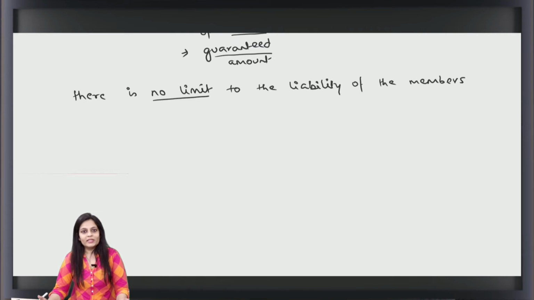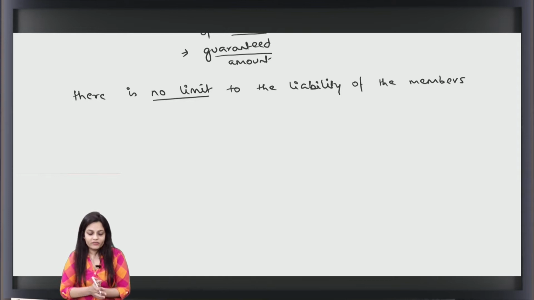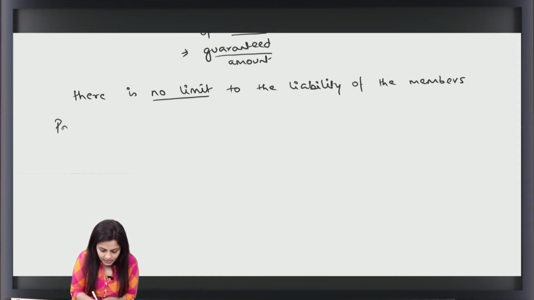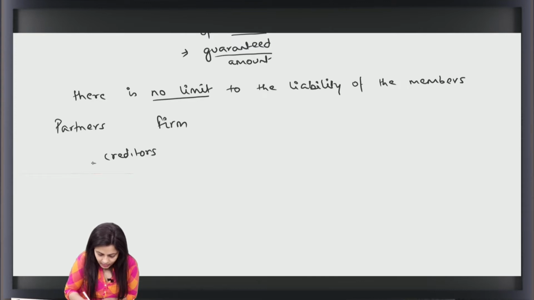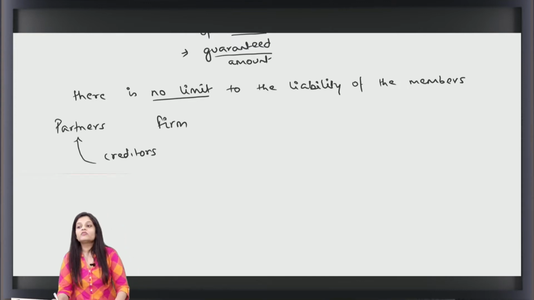So ma'am, then what is the difference between partnership and this? No, there is a difference between this and partnership. What is the difference? Let's take a situation. Let's say this is the partnership firm. They are partners. This is the firm and these are the creditors. Now, can the creditors go and sue the partners for what the firm has done? Yes, absolutely. Partners have unlimited liability.